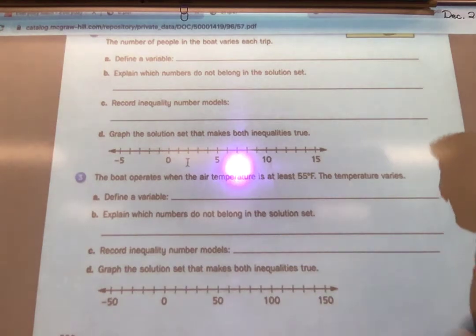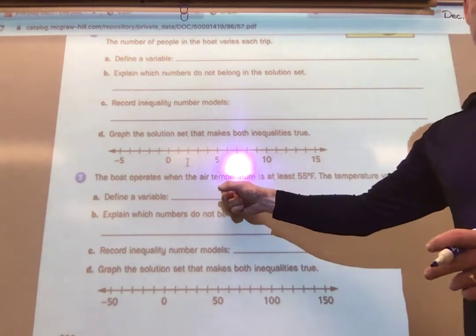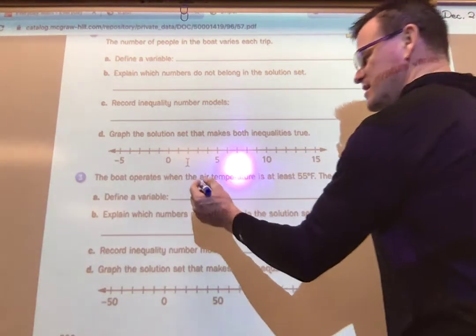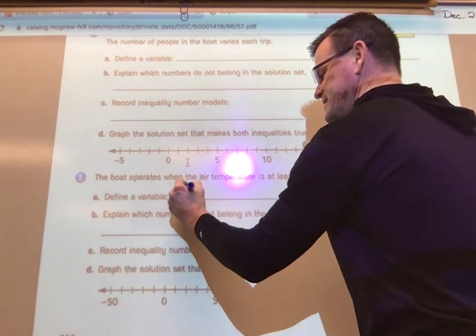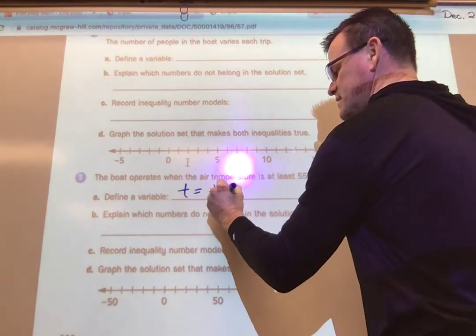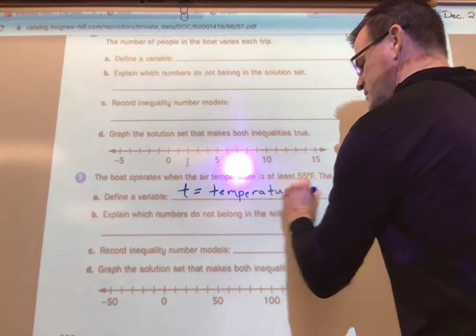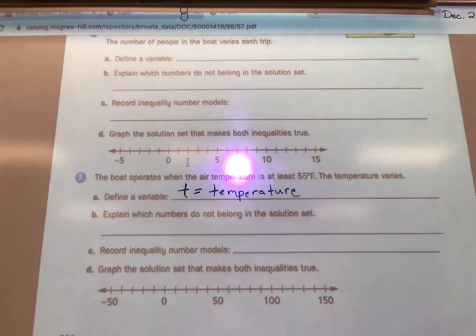All right, on the next example here, we're talking about the boat operates when the air temperature is at least 55 degrees and the temperature varies. So to find a variable, what changes and can vary here is the temperature. So I'm just going to put T for temperature is what varies. And explain which numbers do not belong in this solution set.